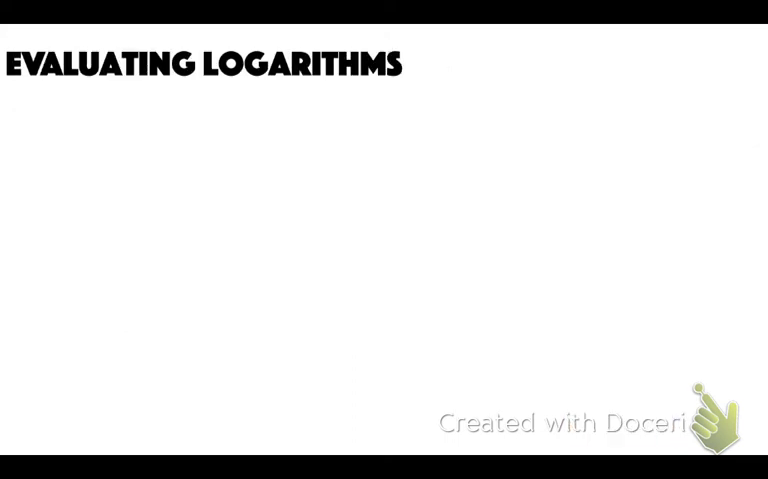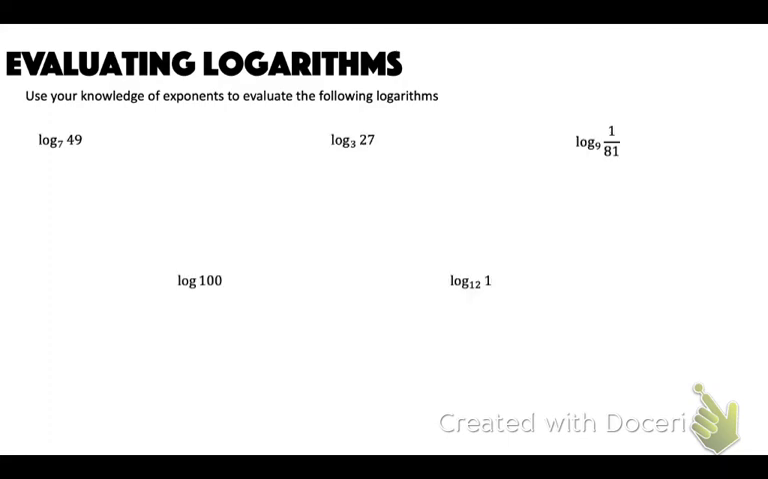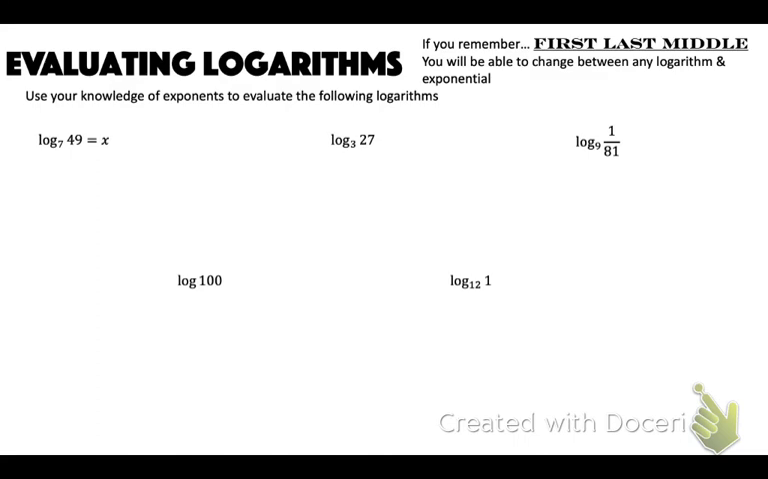Cool? Okay, last thing, we're going to evaluate these. And we're going to use our knowledge of exponentials to do these. So basically, if we have log base 7 of 49, well, that's the same as saying, let's just say this equals x, okay? First let's change this to an exponential. So that's the same as 7 to what power equals 49? Or we could just rewrite this as 7 to the x power equals 49. Okay, so then what would x be? Well, x would be 2. Right? Because 7 squared equals 49.